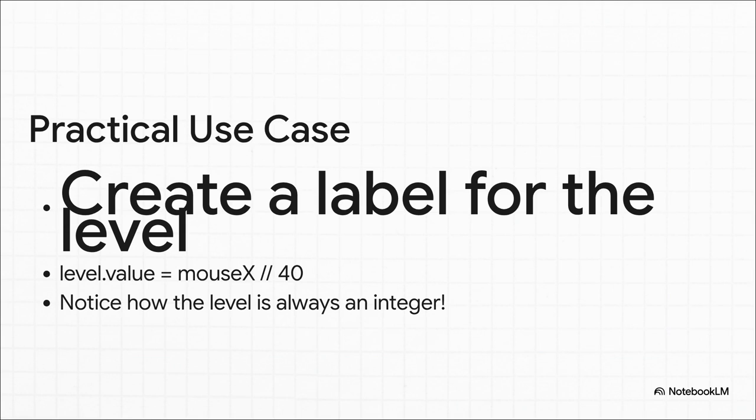So you might be asking, why on earth would I want to do that? Well, imagine you're making a game and the player's level goes up as their mouse moves across the screen. You don't want the level to be like 1.1, then 1.25, then 2.7. No way. You want it to be level 1, then level 2. So by using mouse_x // 40, you guarantee that level is always a whole number. It's a perfect way to keep values clean and simple.